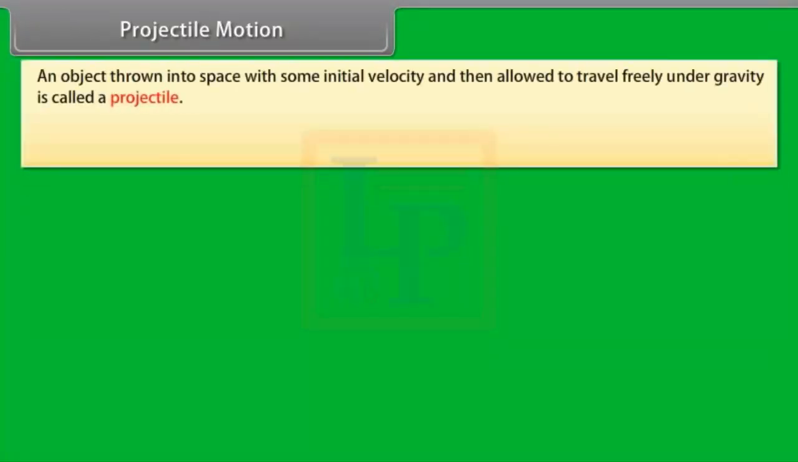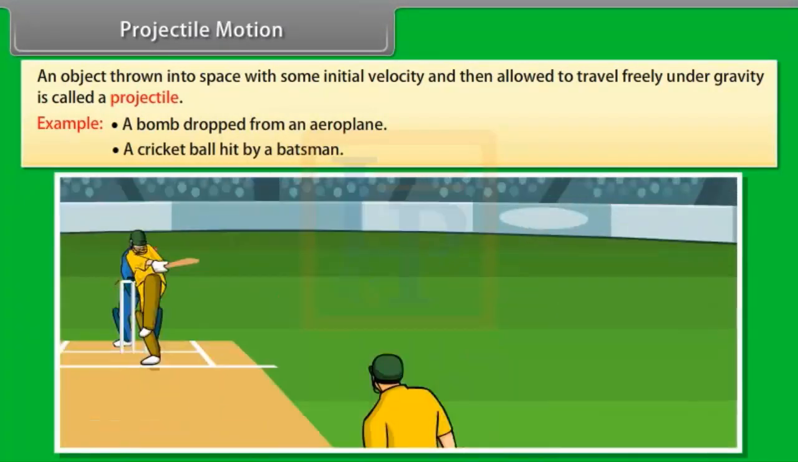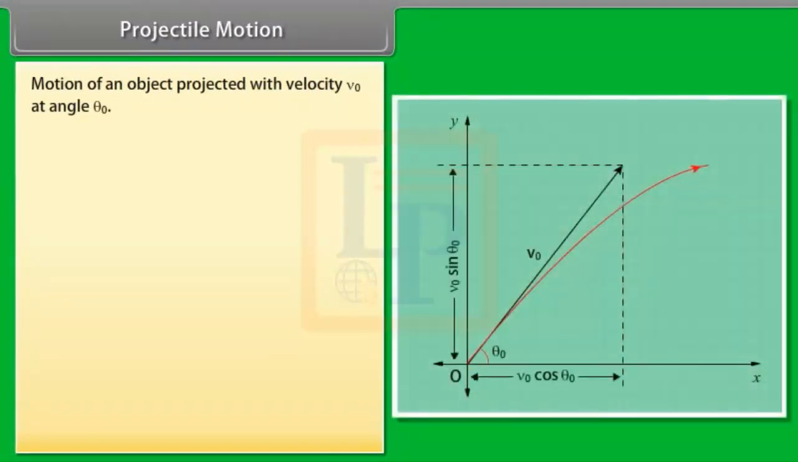Projectile motion. An object thrown into space with some initial velocity and then allowed to travel freely under gravity is called a projectile. For example, a bomb dropped from an aeroplane, a cricket ball hit by a batsman. Motion of an object projected with velocity v naught and angle theta naught is shown in figure. The path of a projectile is a parabola.